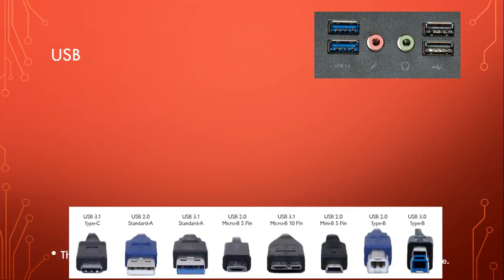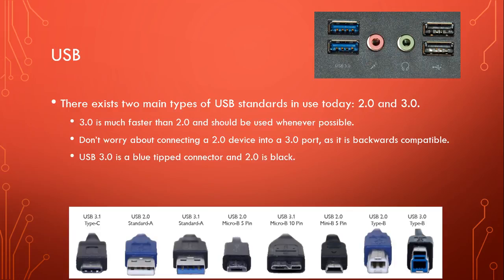All right, next up is the USB. Now there exist two main types of USB standards in use today. There's 2.0 and 3.0. 3.0 is much faster, and by much faster I mean extremely faster. You should look up and see just how much faster USB 3.0 is than 2.0, and as such, you should use it whenever possible. If you have a USB 2.0 device, you're not really going to gain any benefit out of a USB 3.0 port. But a lot of USB 3.0 devices are backwards compatible. As noticed here, don't worry about connecting a 2.0 device in 3.0, it's backwards compatible.